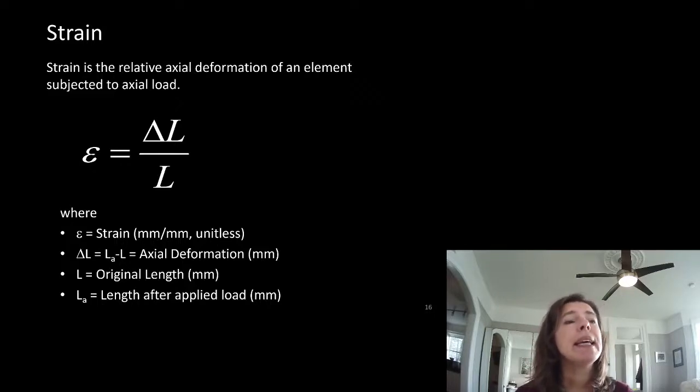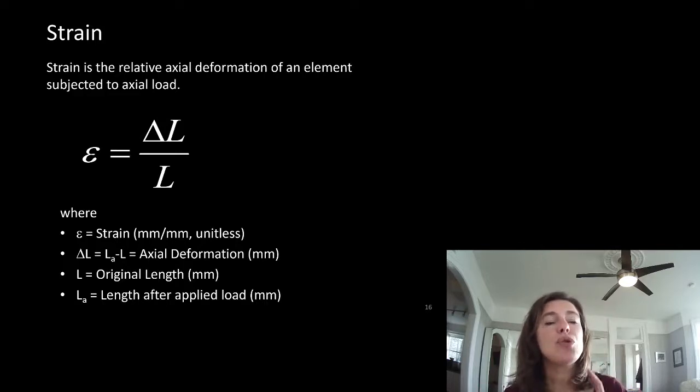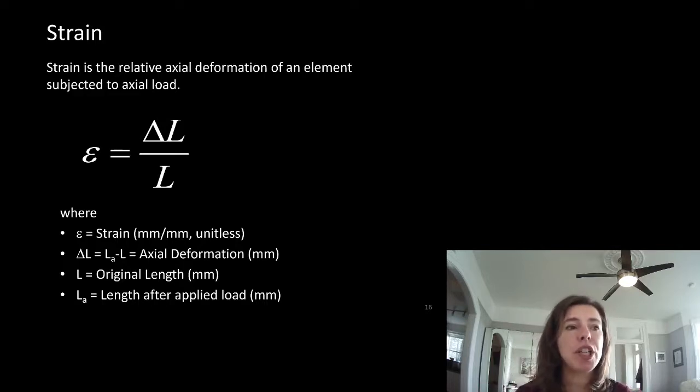So strain is the relative axial deformation of an element subjected to axial load. The object moves, the element moves, and it's as simple as that. So strain is the relationship of the change in length to the original length, or strain is delta L divided by L. This Greek symbol is delta, and it almost always represents change. So the change in length divided by the original length.